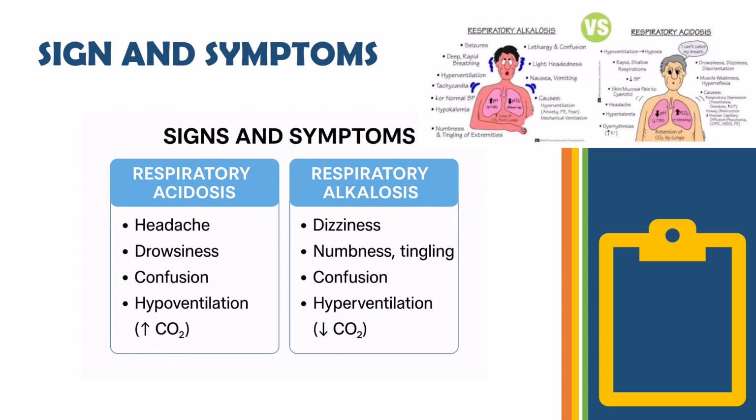The main difference is that in alkalosis the patient will come to you with a complaint of nausea and vomiting also. Why? Because your CO2 is low. Your blood does not have enough CO2. Symptoms include numbness, tingling, low BP, or maybe normal BP sometimes, but also tachycardia. Why? Because of the compensatory mechanism.